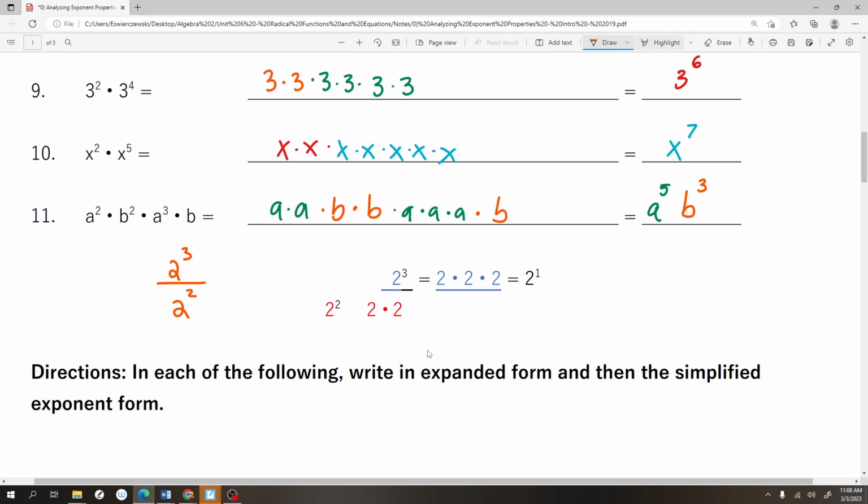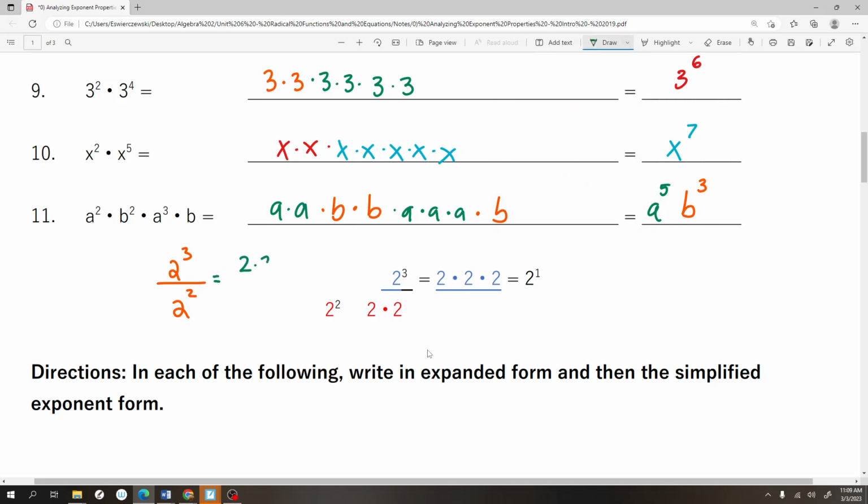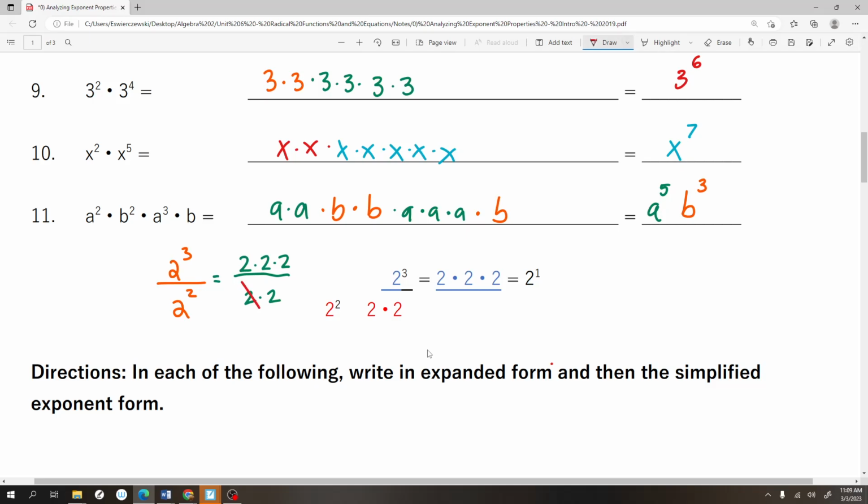So if you think about this, why does that happen? Because if I write this in expanded form, it would be 2 times 2 times 2 over 2 times 2, and then I can cancel common factors. So that gets canceled, that gets canceled, that gets canceled, that gets canceled. When everything gets canceled, there's a 1 still there, so it's 2 over 1, which is 2. The rule is you can subtract the exponents.